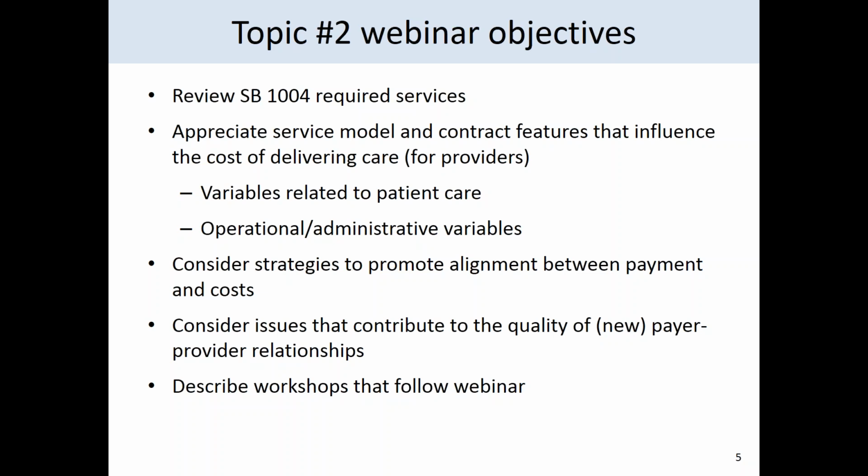We'll consider strategies to promote alignment between payment and cost. We'll consider issues that contribute to the quality of new payer-provider relationships, leaning on some lessons learned from folks who've done this type of work before, who share a little bit of what they learned in doing so. And then I'll wrap up by describing the workshops that are going to be on this topic. They're going to be happening in October. Next slide, please.